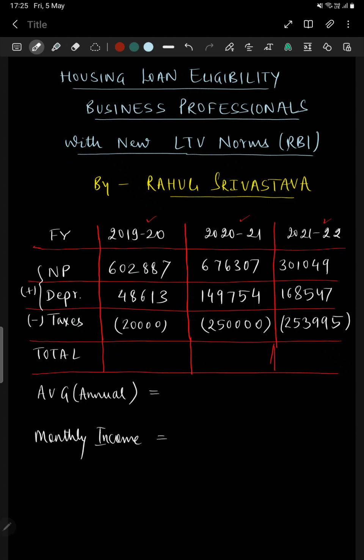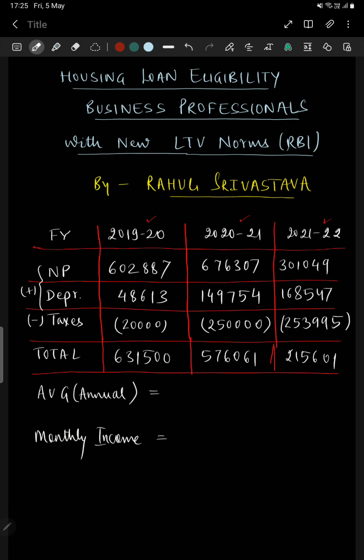Now if you total this, it would come to 6,31,500 rupees. Okay, now if you total this, it would come to around 5,76,061 rupees. And if we do the total of 21-22 then it will come around 2,15,601. Now what you have to do is, take all these totals of 3 different financial years and take out the average.